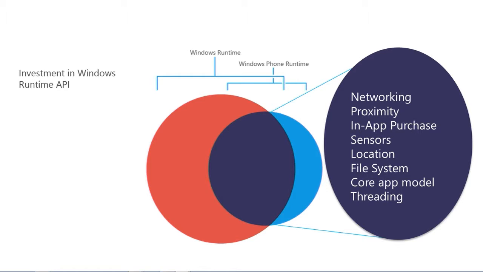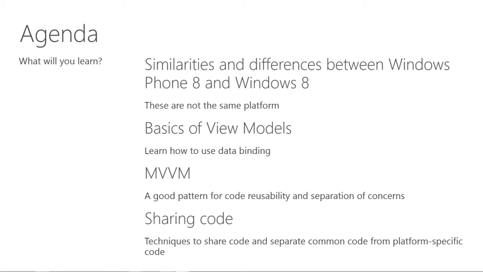So let's talk about what we're going to cover over the next 4 hours. I've split the session into 4 areas. The first one, we'll talk about the similarities and differences between Windows Phone 8 and Windows 8, comparing and contrasting the two. We'll talk about the UI, we'll talk about data models and so on. And then there are some things that you probably should know.